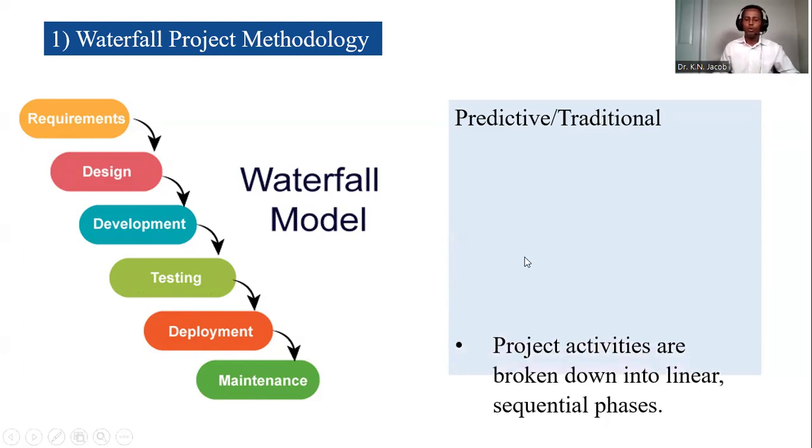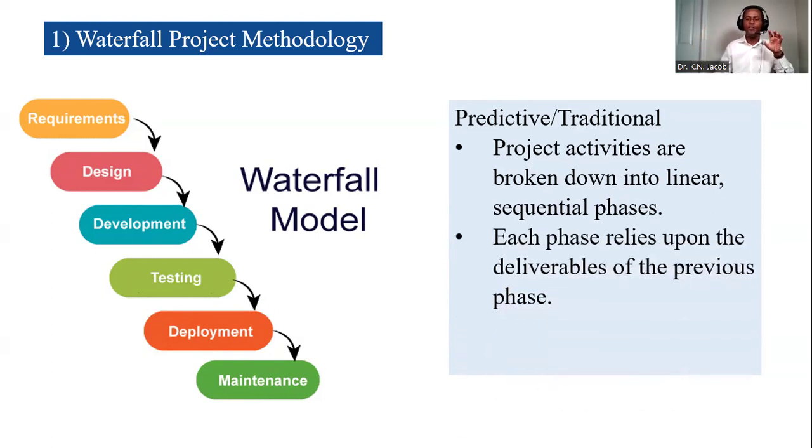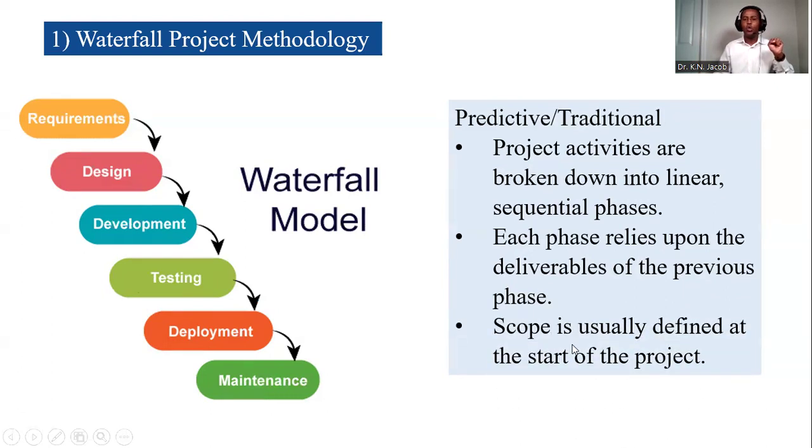So under this model, project activities are broken down into linear sequential phases. The phases are linear, not cyclic, one following the other. It's a clear sequence. Each phase relies upon the deliverables of the previous phase. Scope is usually defined at the start of the project.